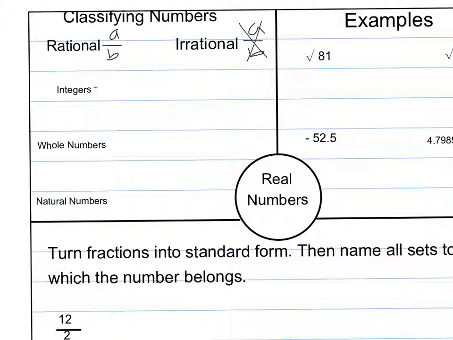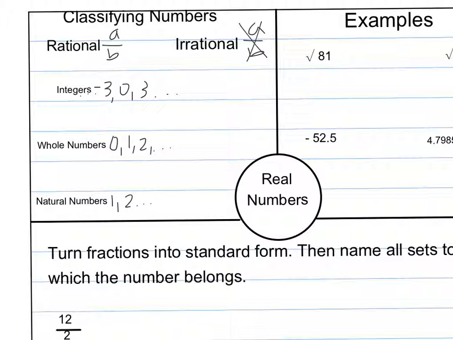Integers, remember, are your negatives, 0, and your positives, and so on. Obviously, the included numbers. Your whole numbers are 0 and your counting number positives. Your natural numbers are your counting number positives, not including 0.